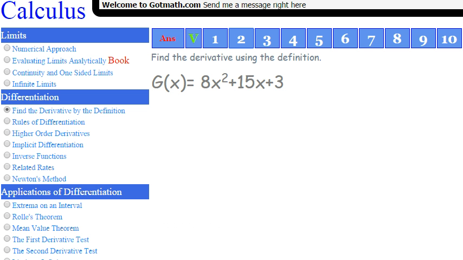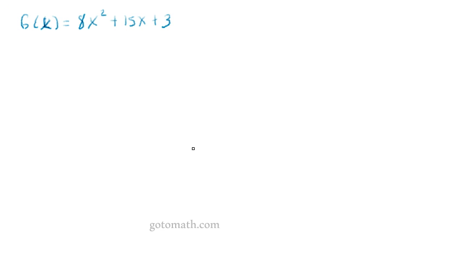We have g of x. I almost wrote a t there. g of x is equal to 8x squared plus 15x plus 3. Alright, let's make sure. 8x squared plus 15x plus 3. Okay. We want to find g prime of x.